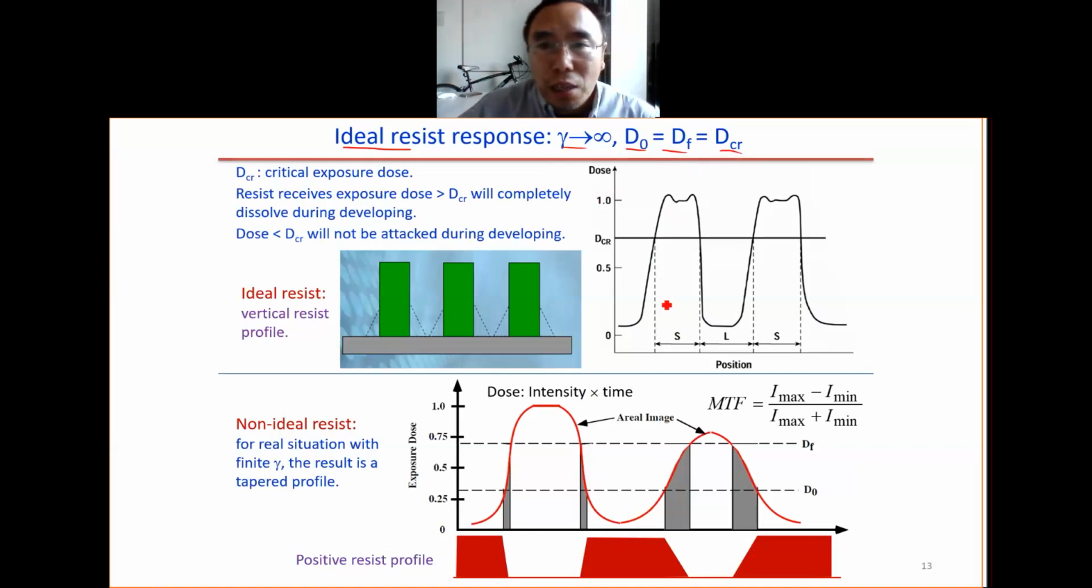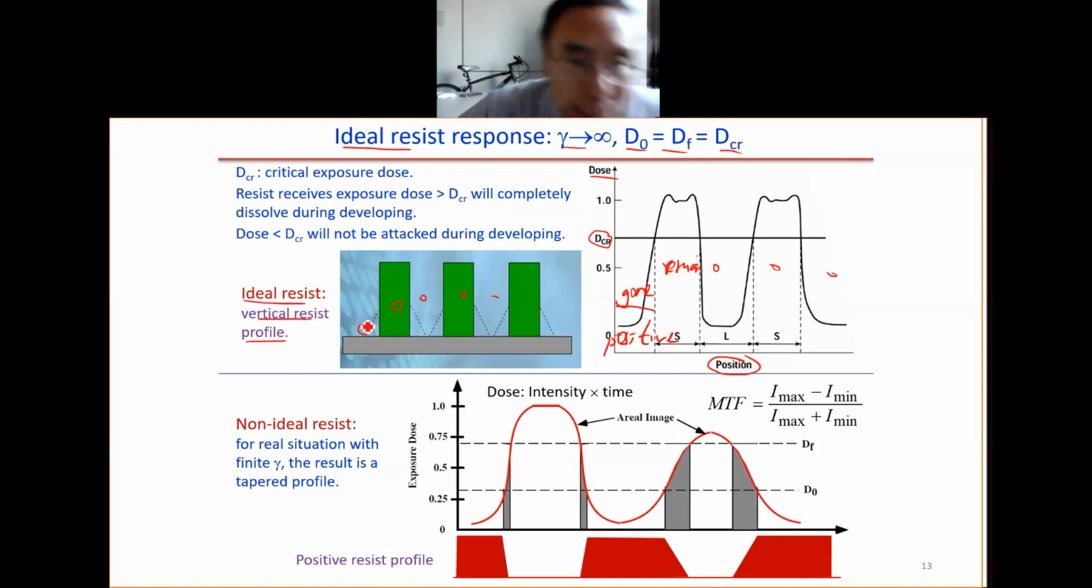For this situation, this is the position here, and this is the dose. The different areas have different doses. This is the exposed area, this is the unexposed area. This one is the critical dose. You can see this part here is all gone for the positive resist. So we talk about the positive resist: this area is all gone, and this area all remains. Then it's gone, remain, gone. This way we get a vertical resist profile, and this is the ideal case.